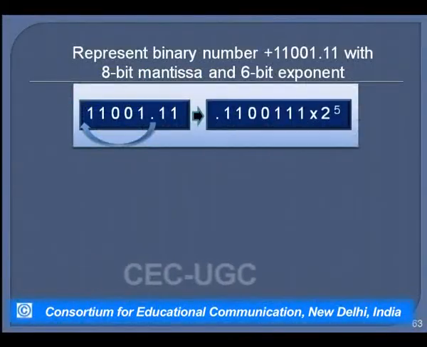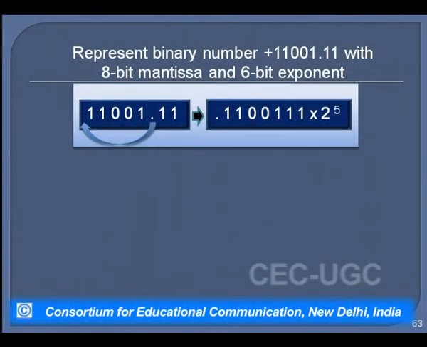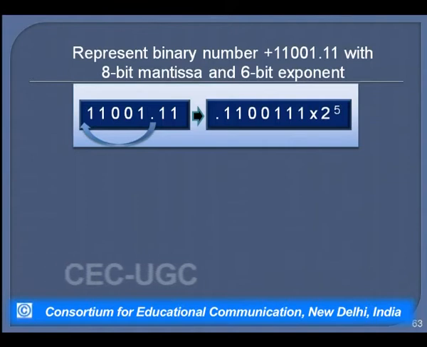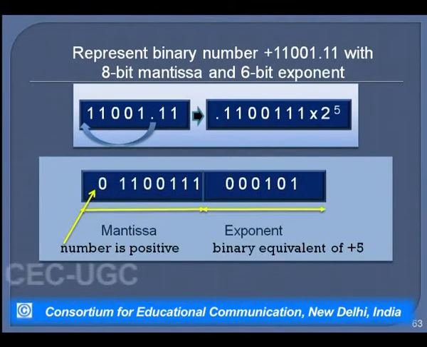Now, if we try to represent this number, first we do it mechanically. We bring the decimal point to one of the ends. When we bring it to one of the ends, this number becomes 0.1100111 times 2 to the power 5. Now, we have to represent this as a mantissa and exponent.